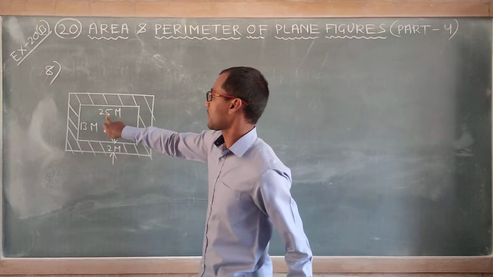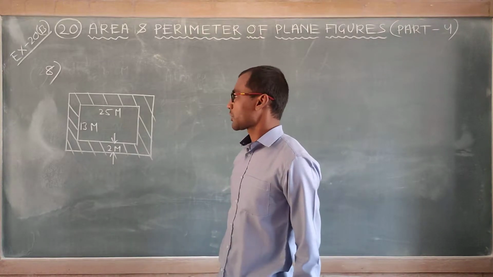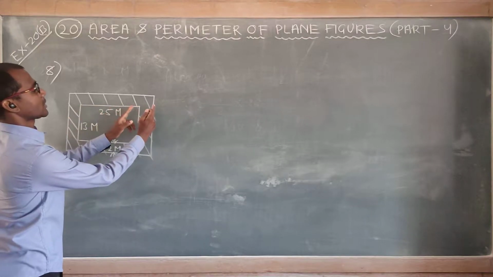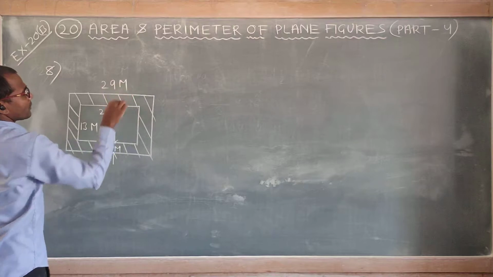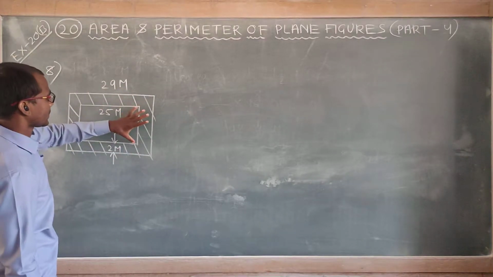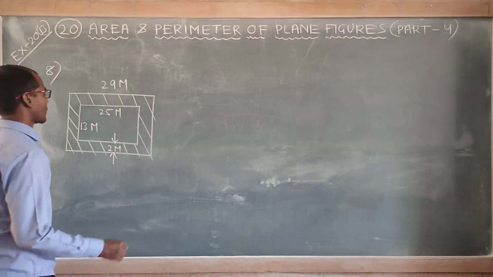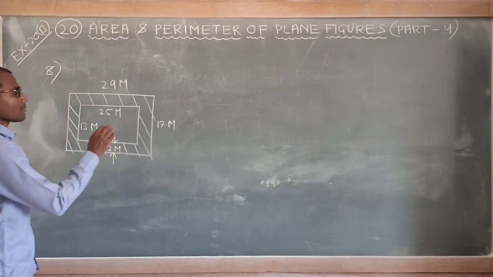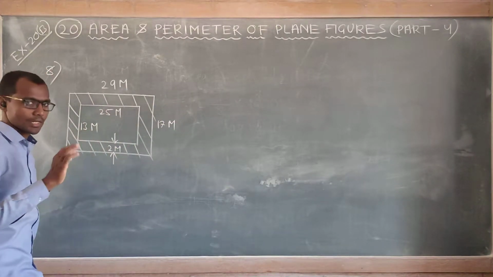Inner rectangle length is 25 meter, breadth is 13 meter. You can see it is given in the question. Outer rectangle length is, this is 25, this is 2, this is 2. So 25 plus 4 is 29 meter. Now breadth of this outer rectangle is equal to, this is 13, 2, 2. So 13 plus 4, that is 17 meter. So area of the footpath is equal to area of the outer rectangle minus area of the inner rectangle.